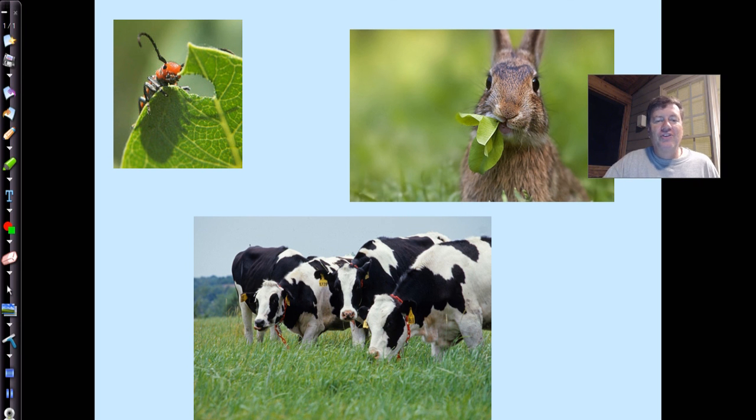Ultimately, of course, the only way consumers get the energy is to consume the plants. So the insects, the rabbits, the cows, ultimately the energy that was captured from the sun and used to make the plant is transferred to the consumer. At least a small part of that energy is transferred to the consumer to make their tissues.